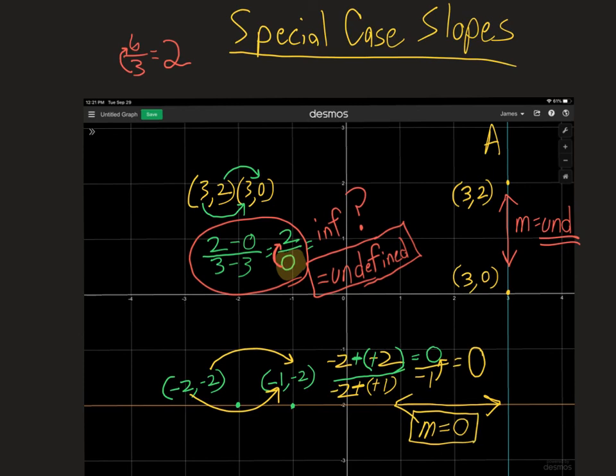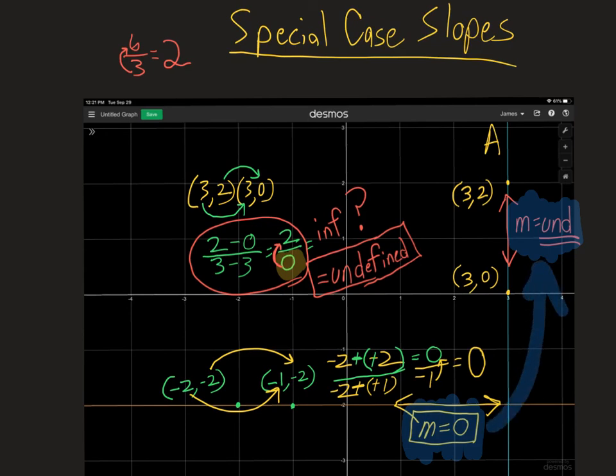And you can just memorize these two. I would highly recommend that. Anytime you have a vertical line, it's got an undefined slope. Anytime you have a flat line, it's got a 0 slope, okay?